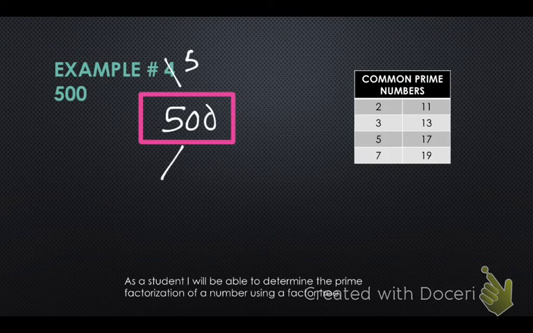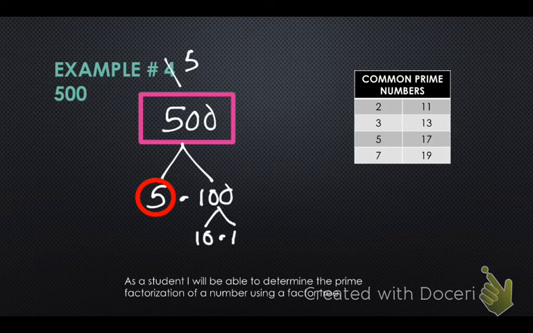5 times 100. Okay? Are either of those prime? Well, actually, yes. 5 is. Let's circle it. We're done with that one. We need to create a tree from the 100. 10 times 10. Are either of those prime? Nope. Got to create 2 trees off those. What makes 10? Well, 5 times 2 and 5 times 2. And I'm pretty sure all 4 of those are prime.